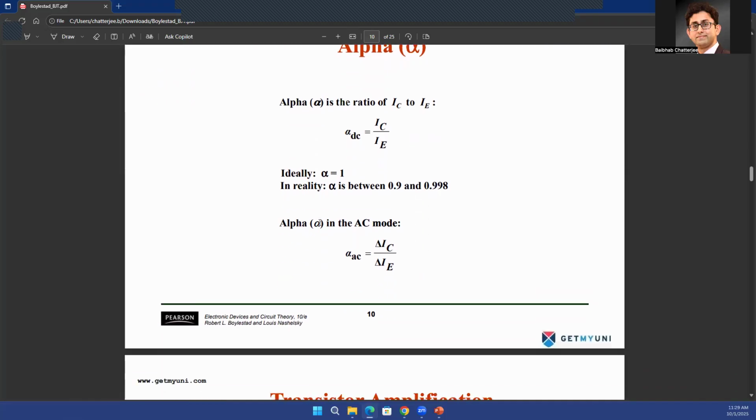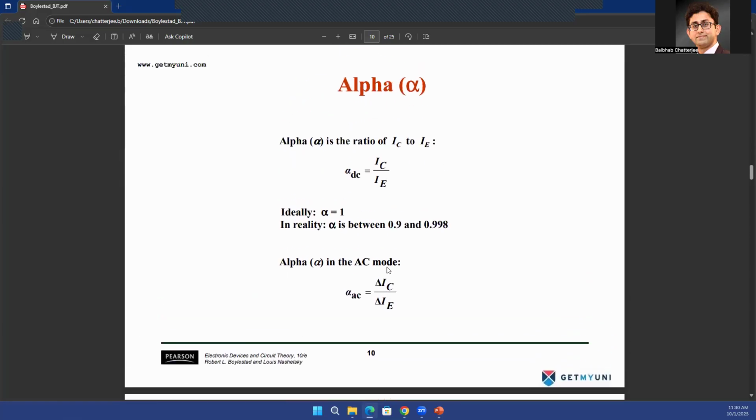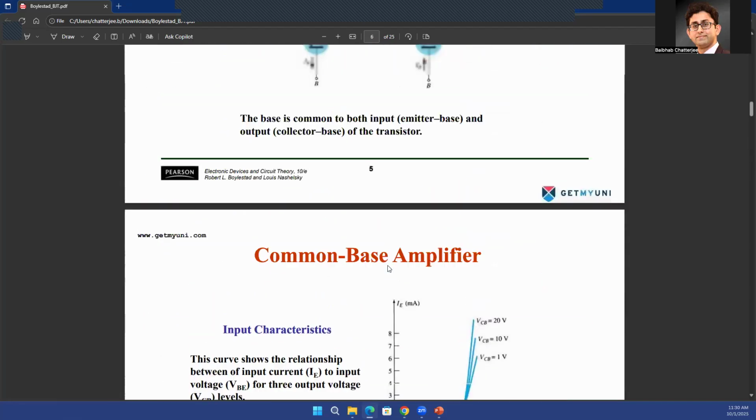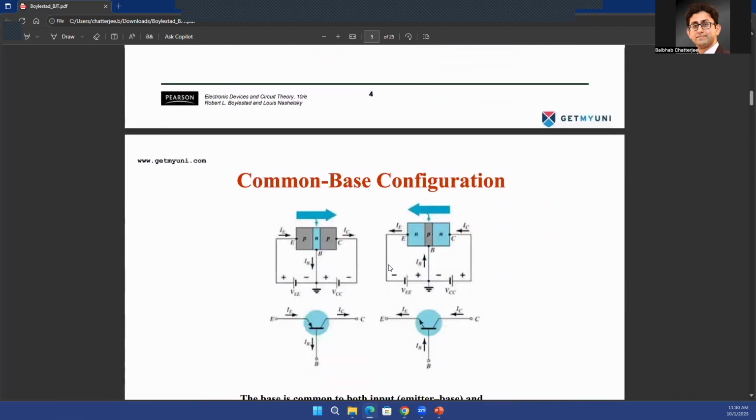You can also find alpha in AC mode. That is going to be del IC over del IE. You can also do it as an average AC mode, so you take delta IC over delta IE. But if you take a derivative, it becomes del IC over del IE, just like we saw in the diode classes. Yes, for a PNP, where current flows out of the base, the ideal alpha is also 1. In both cases, the ideal alpha is very close to 1.